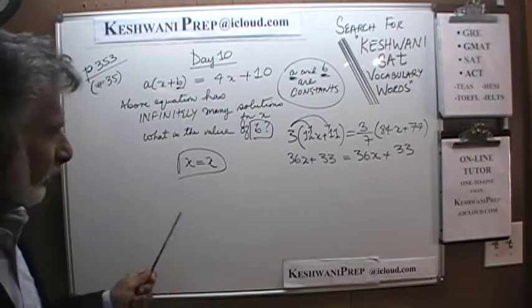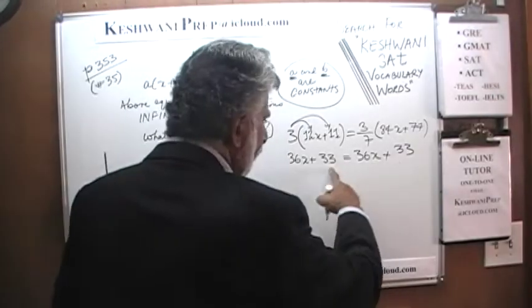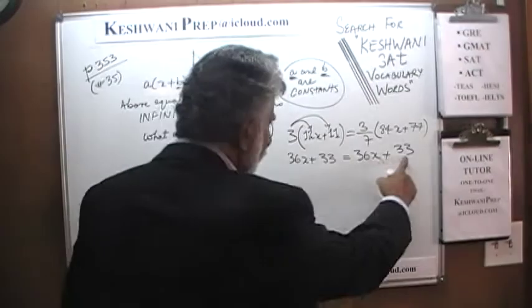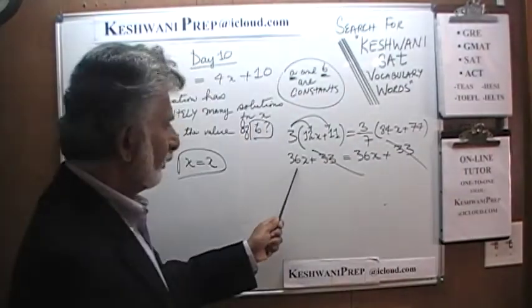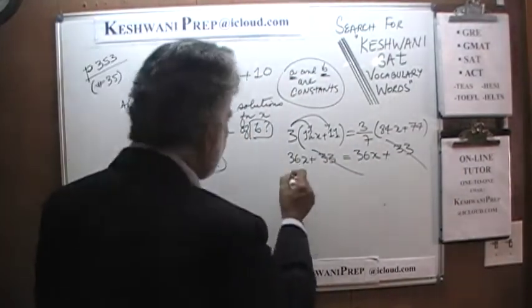You can very quickly prove it. Let's subtract 33 from both sides. If you subtract 33 from both sides, this will drop out, and we'll have 36x equals 36x. And let's divide both sides by 36.